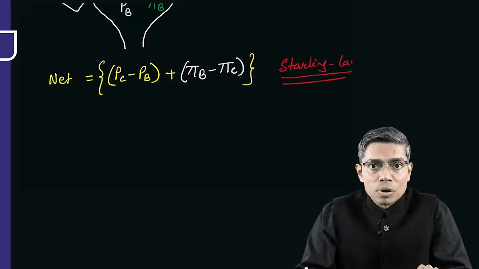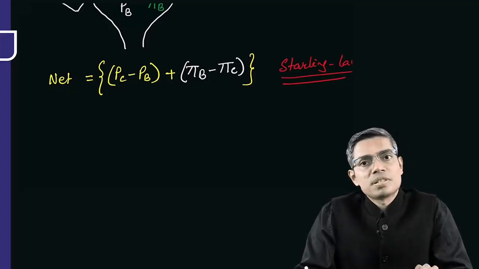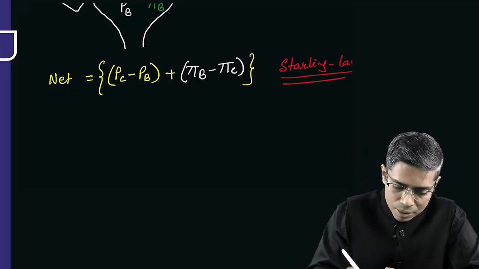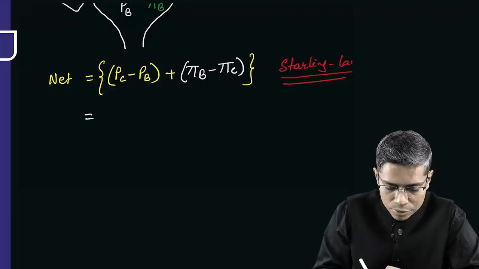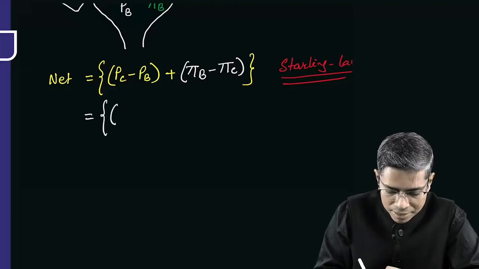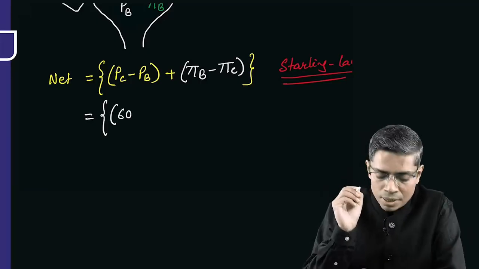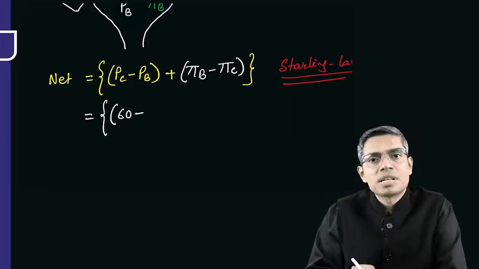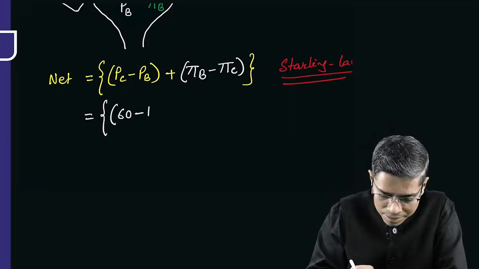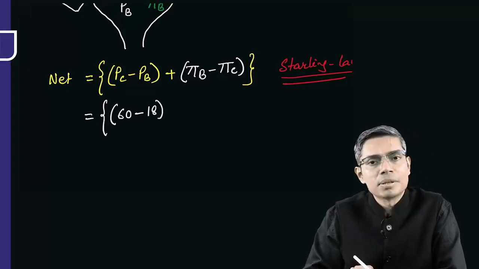So I have to put some normal value of each of these forces. So what is the normal hydrostatic force of glomerular capillary? The answer is 60 millimeter of mercury according to Guyton. What is the hydrostatic pressure at the level of Bowman's capsule? That is 18 millimeter of mercury.